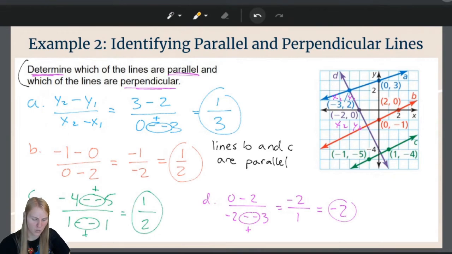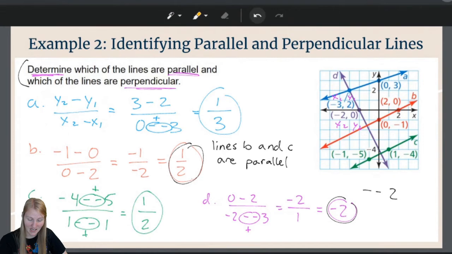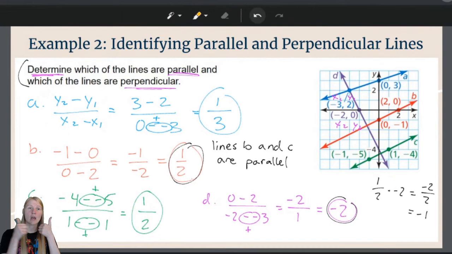Well, let's see. 1/2 is the negative reciprocal of negative 2. If I take negative 2 and I make it negative, I get 2. And if I put it in the bottom of the fraction, I get 1/2. So that means, and we can double check, 1/2 times negative 2 is negative 2 over 2, which is negative 1.